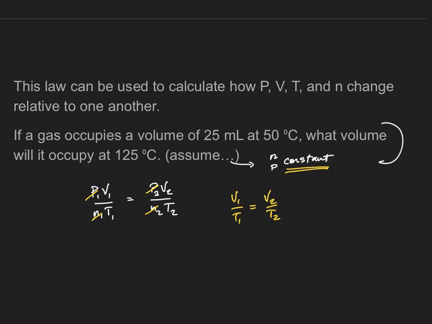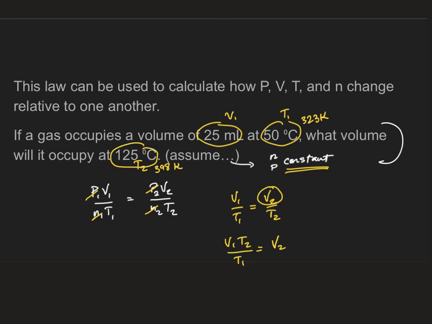Now let's identify the given information. 25 milliliters is V1. T1 is 50 degrees Celsius. This is T2, and we are looking for V2. So I tend to rearrange the algebra before I plug the numbers in. That gives me the following equation: V1 times T2 over T1 equals V2. You're going to do the same algebra either way. Keep in mind that milliliters is a perfectly fine unit for volume, but Celsius is not compatible, so we need to convert both temperatures to Kelvin.